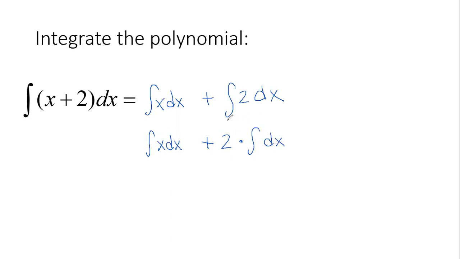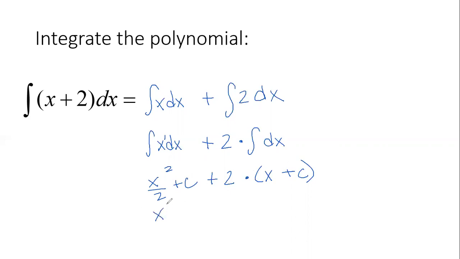Now we just talked about the last one, where the integral of dx was just x. So we already know that's 2 times x plus c. And over here, we're going to have the integral of x dx. Now this is just x to the first power, so this is going to be x squared over 2 plus c. Let's go ahead and simplify this first.